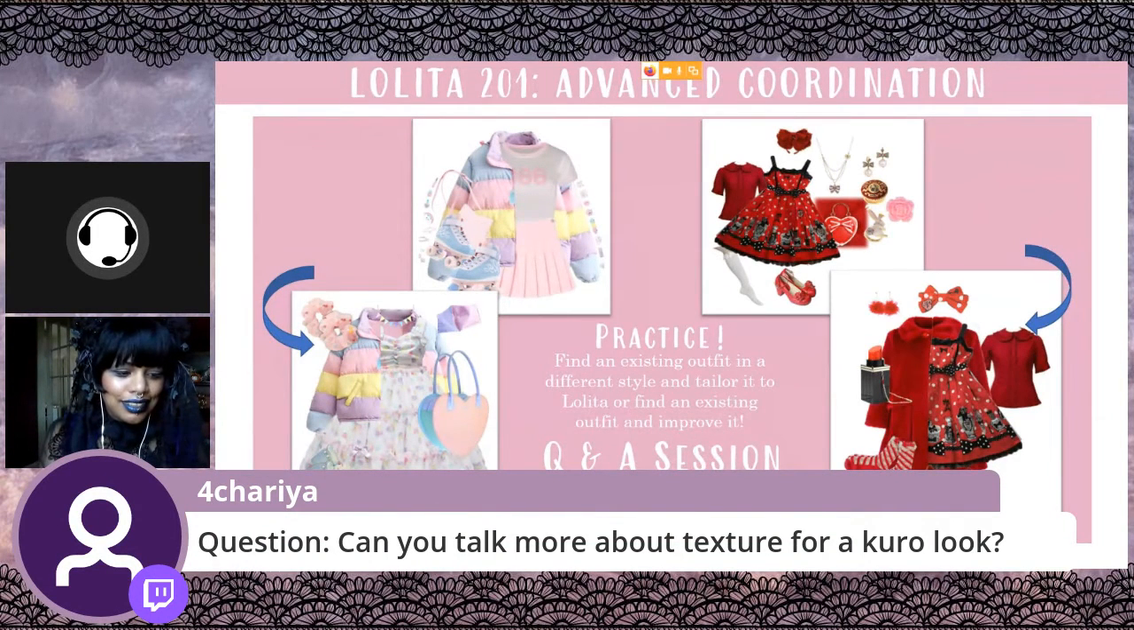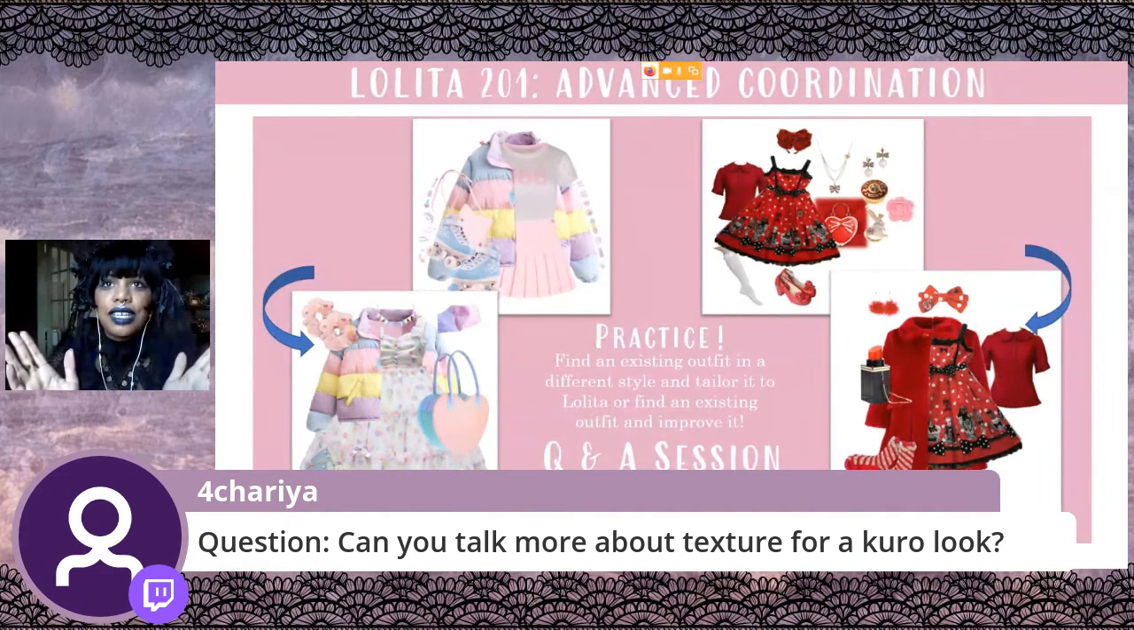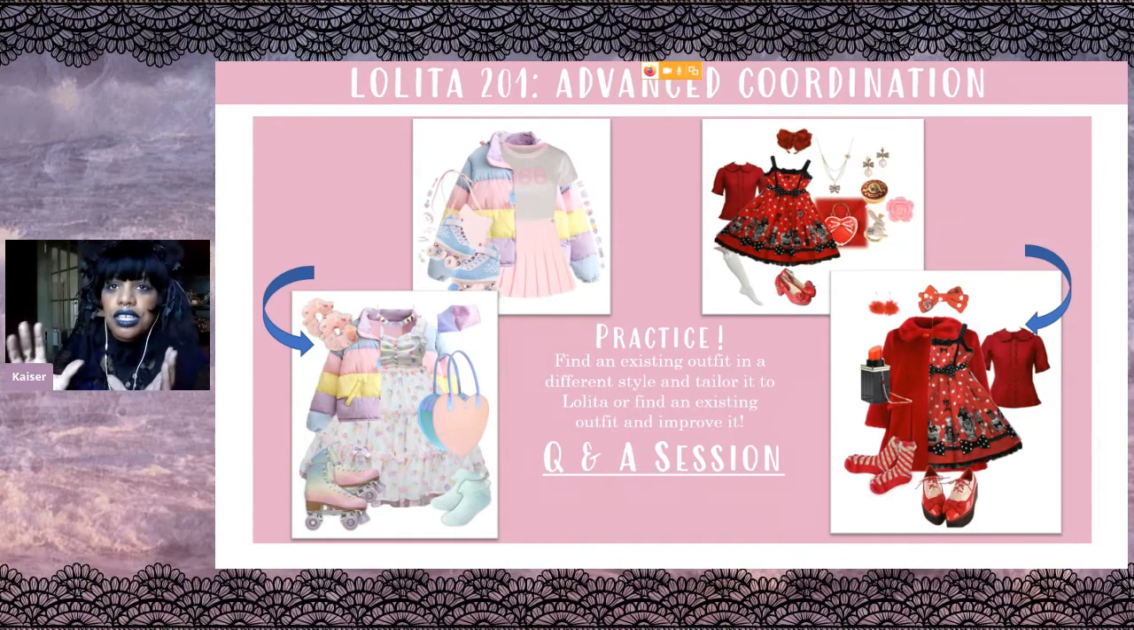Got a question here. Can you talk more about texture for a Kuro look? A Kuro look. Okay. So texture for a Kuro look, and this is even like a Shiro look, but anything monochromatic, what you want to do is look at things like matte, shiny, see-through, lace, because if you have all black, it does totally get lost, right?